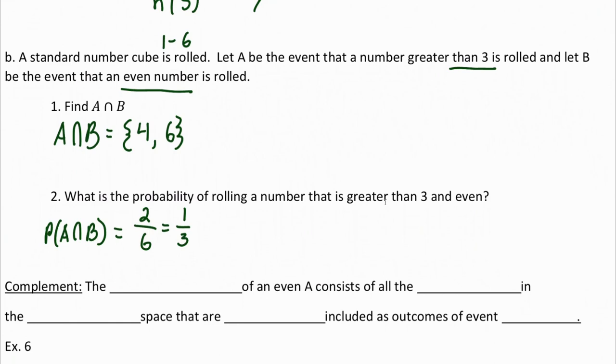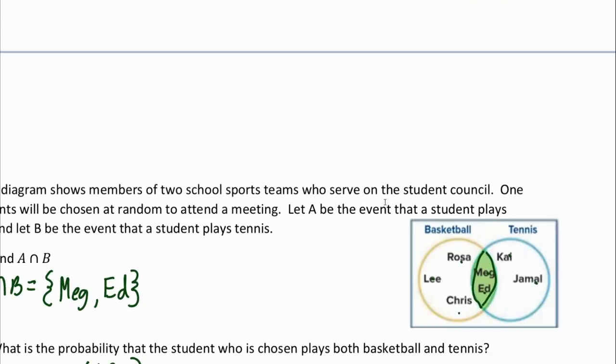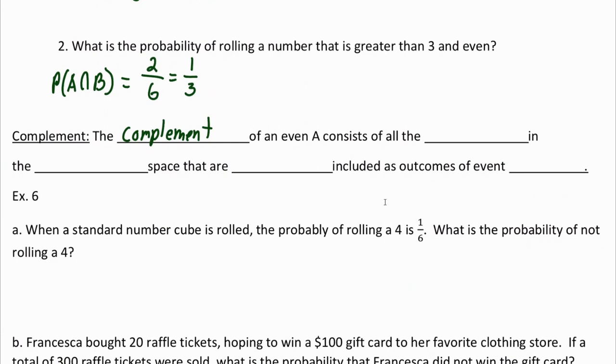All right, this is the last thing for today, which is the complement. So the complement of event A consists of all the outcomes in the sample space that are not included as an outcome of event A. Okay, so when we say the complement, we're talking about everything else.